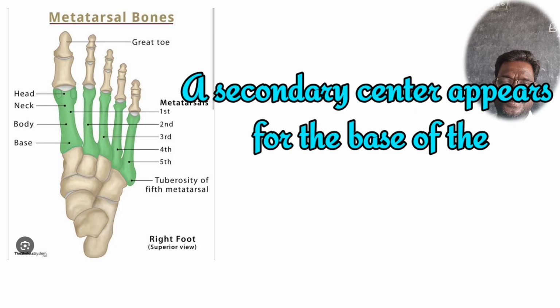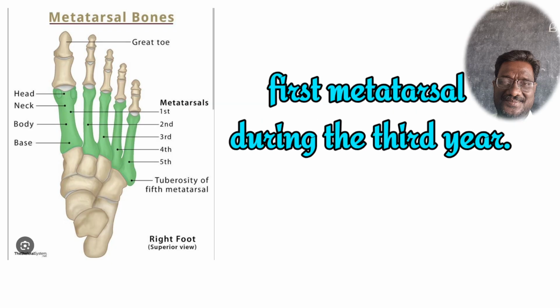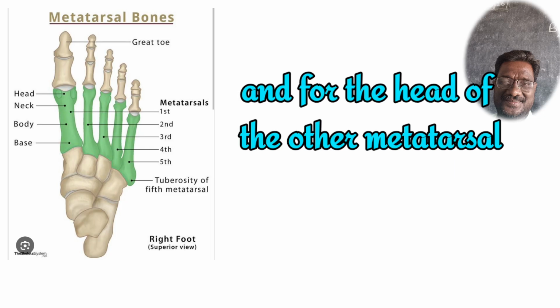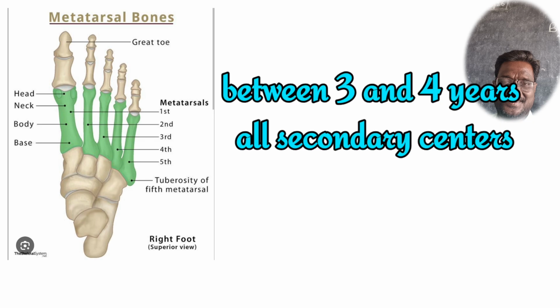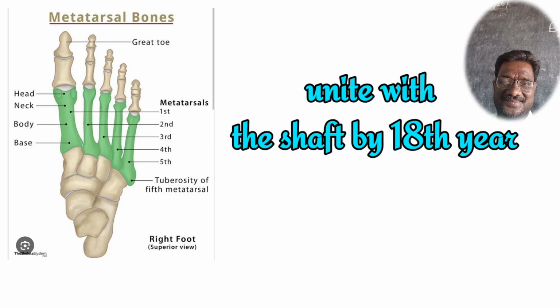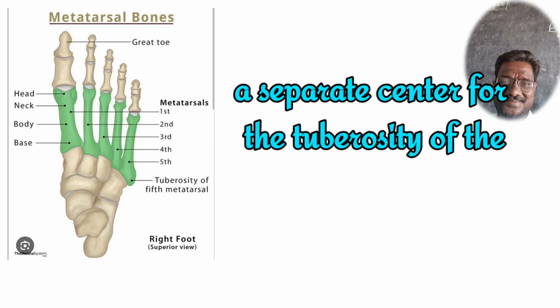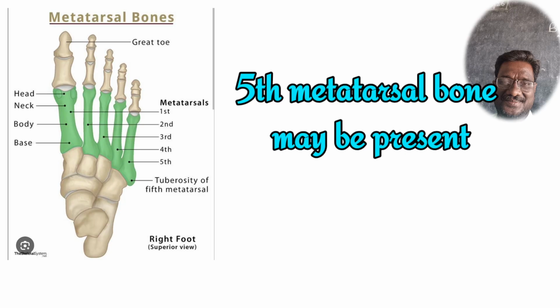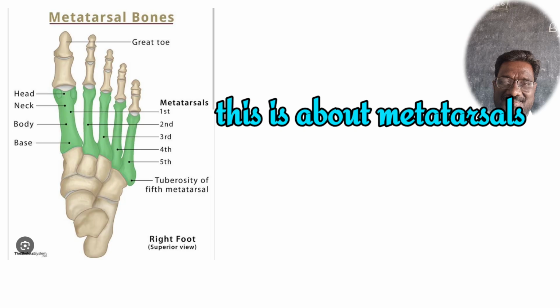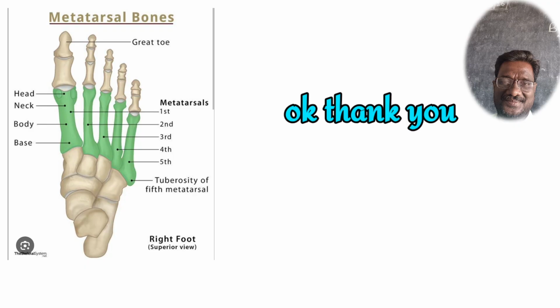A secondary center appears for the base of the first metatarsal during the 3rd year and for the head of the other metatarsals between 3 and 4 years. All secondary centers unite with the shaft by the 18th year. A separate center for the tuberosity of the fifth metatarsal bone may be present. This is about metatarsus. Okay, thank you.